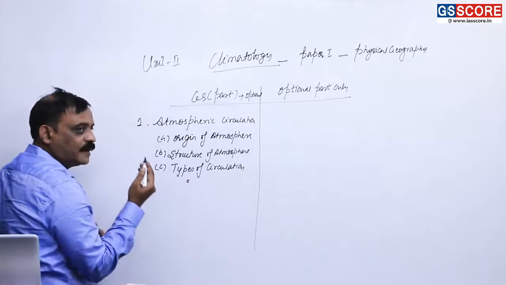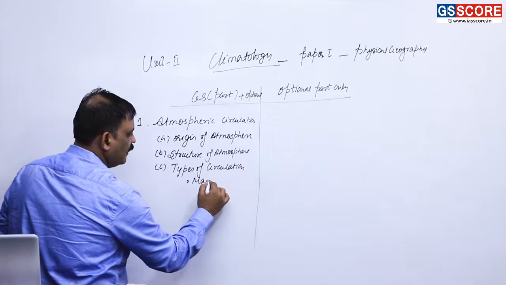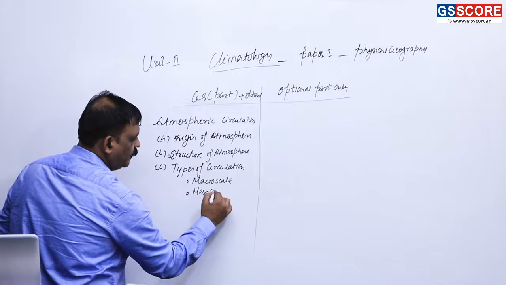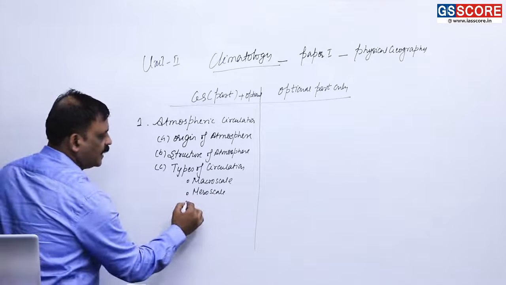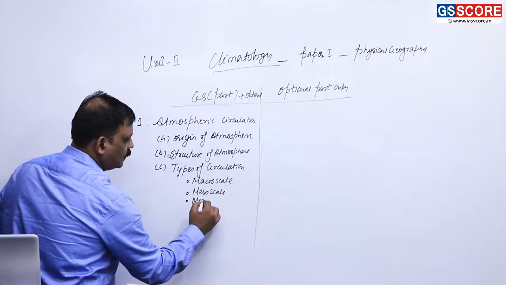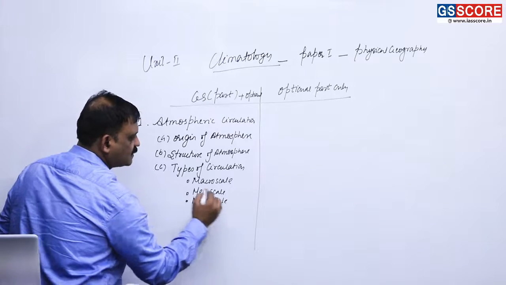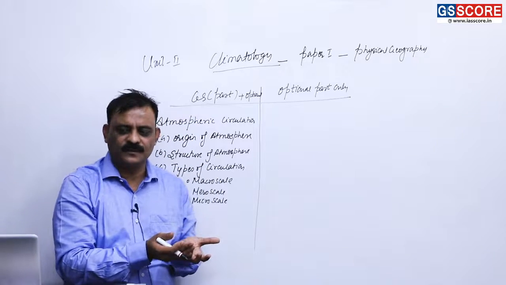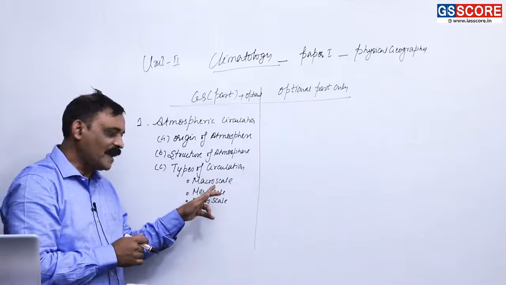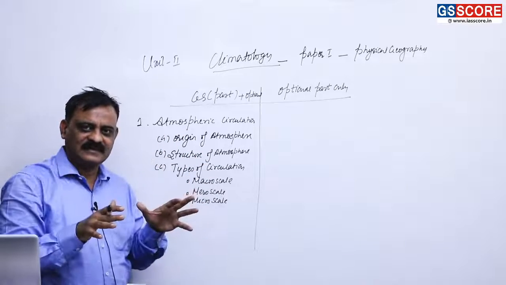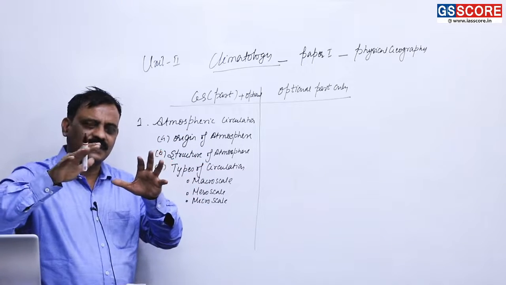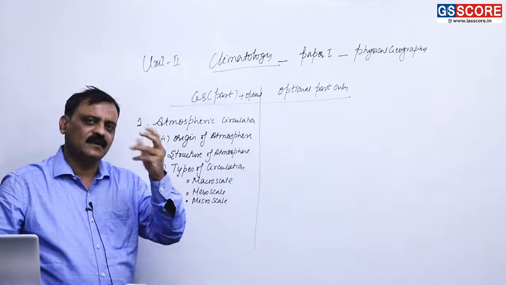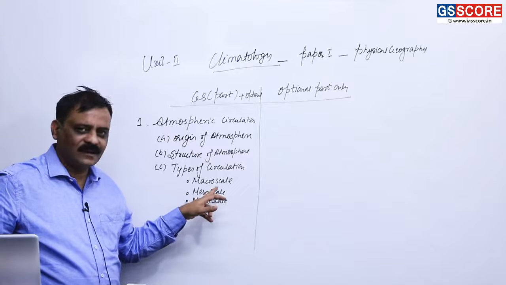For example, we study the circulation at a macro scale, very macro scale. We study the circulation at a meso scale. And we study the circulation at a micro scale. So all the different scales of atmospheric motion, you are expected to study. The macro scale is in terms of planetary winds, or huge movements in the atmosphere taking place around the whole globe. That is going to be a macro scale movement.